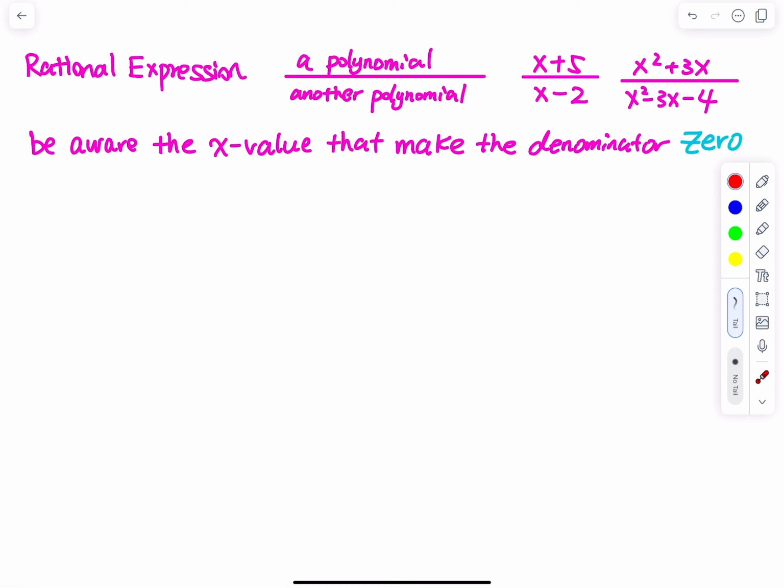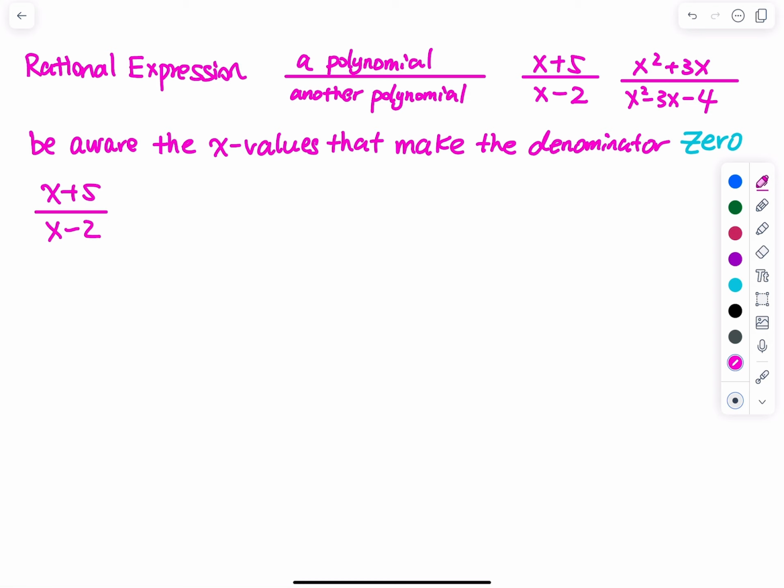When you check out an expression, you have to be aware of the x value that makes the denominator 0. I should say the x values, because sometimes we have more than one x value that makes the denominator equal to 0. For example, let's take x plus 5 divided by x minus 2. Maybe people will think, all right, x can be anything you want. Is that really true? Negative, positive, 0.